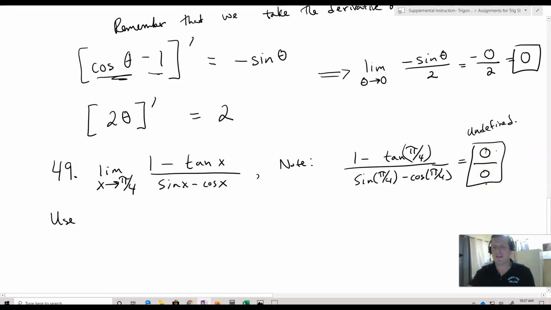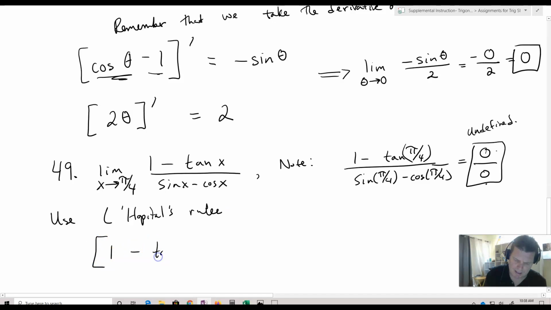There are other forms too, like 0 to the 0th power, infinity times infinity, infinity over infinity. Those are forms that we can use L'Hopital's with. So we're going to use L'Hopital's rule. And so I'm going to take the derivative of 1 minus tan x, prime.